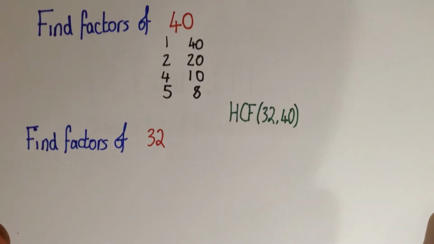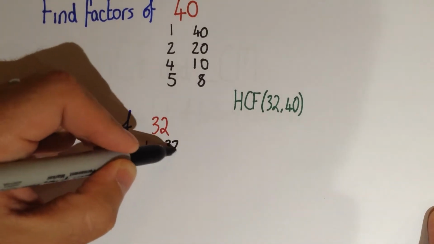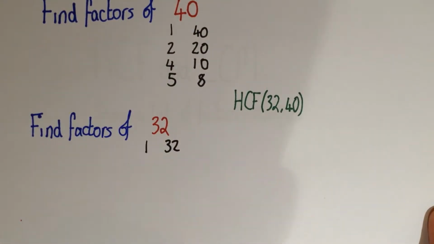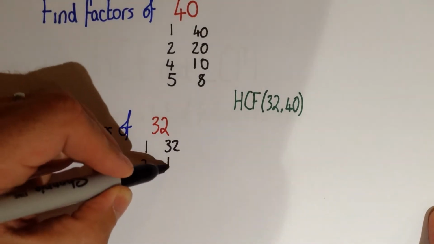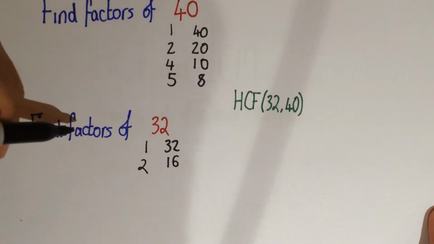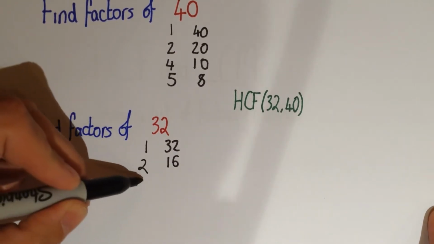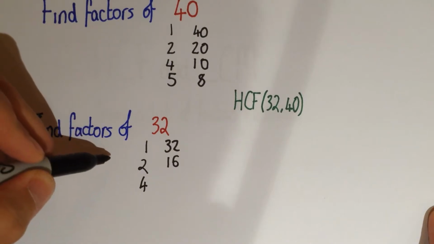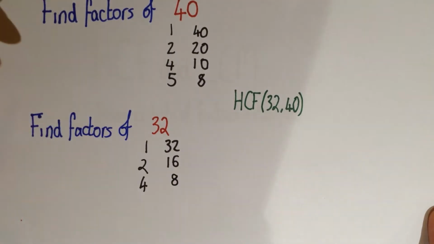If we do the same with 32, always going to start with 1 and the number itself. 2 goes into 32 because it's even, goes in 16 times, because 2 times 16 is 32. 3 doesn't go into 32, so I'm not going to put 3 down here. 4 does go into 32. 4 multiplied by 8 makes 32. You can go up in your times table to find these if you need to.